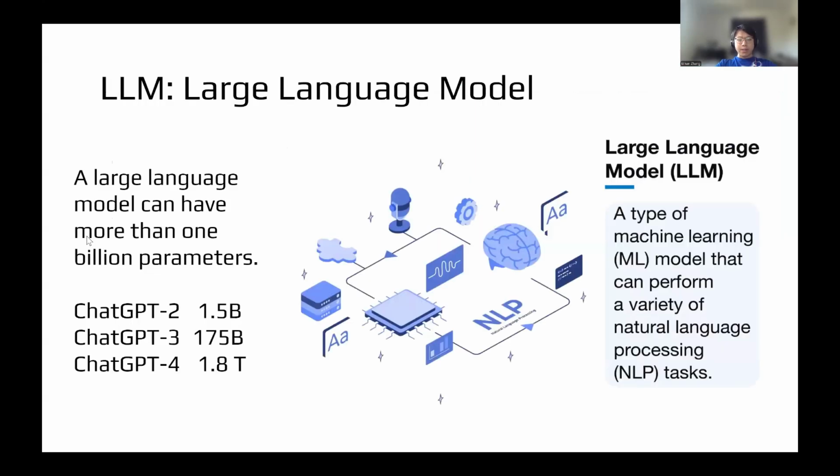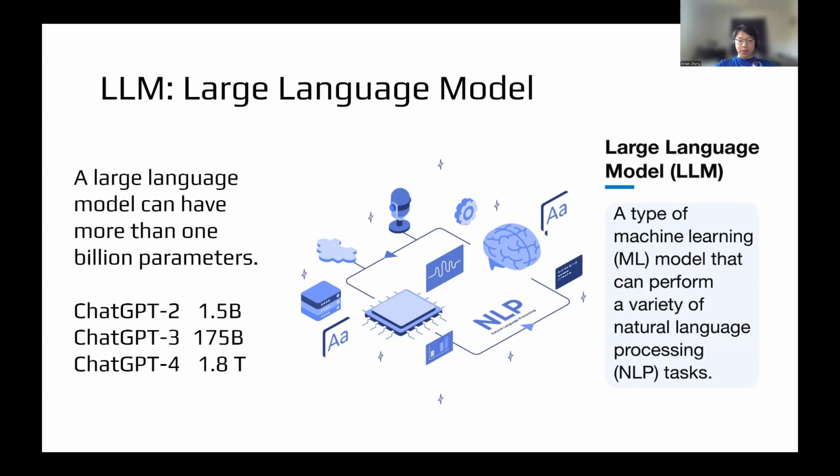So an LLM is also known as a large language model. And this large language model is pretty much a type of machine learning model, which I'm sure all of you guys have heard about. This machine learning model can pretty much process and interpret human language and text and respond accordingly through an output. And these large language models can have more than 1 billion parameters, which is quite a bit.